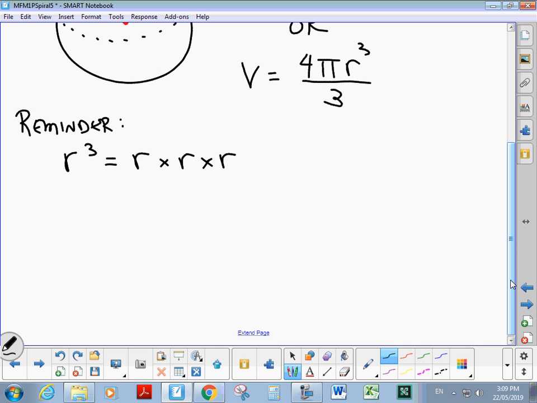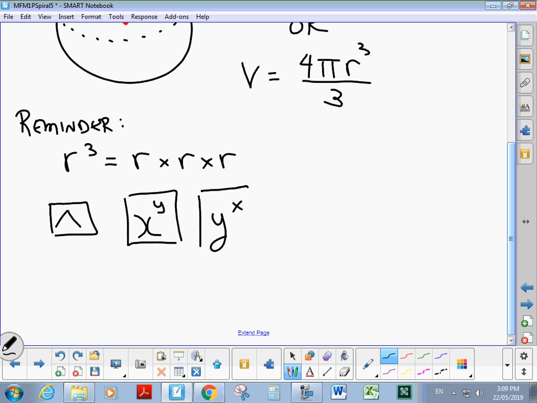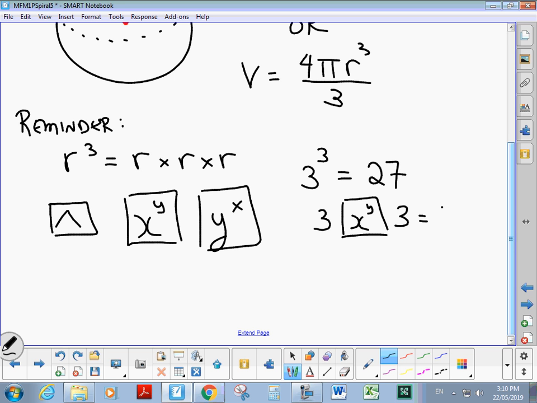Now, if you want to calculate this with your calculator, you are looking for the following buttons. It could look like this, the caret, or the hat, or some calculators will have an x to the y, or some will have a y to the x. For example, 3 cubed is 3 times 3 times 3, so that is 27. You would punch in 3, the XY button, 3, and hit equals.